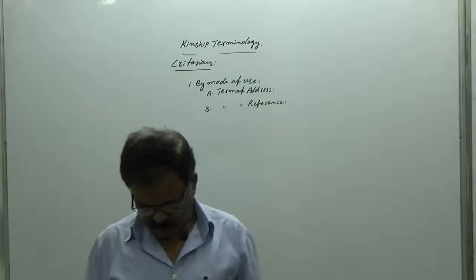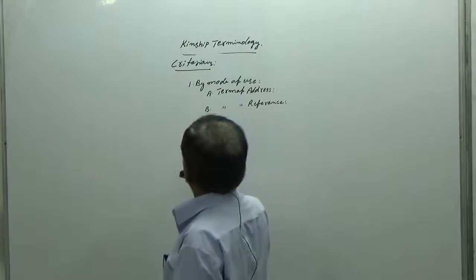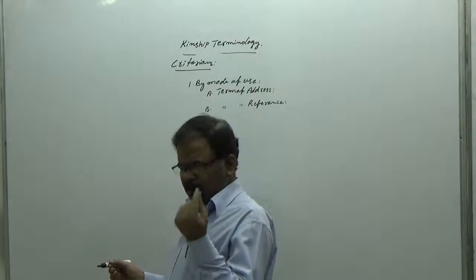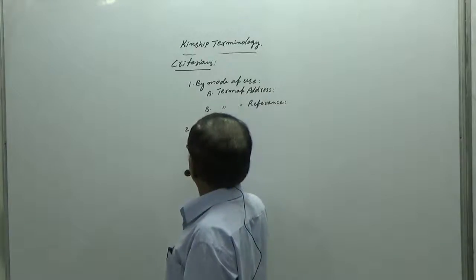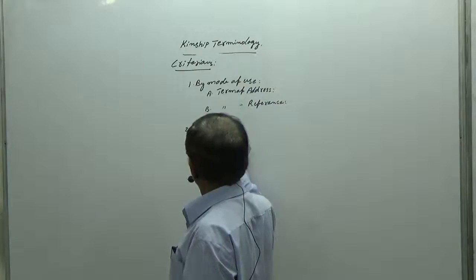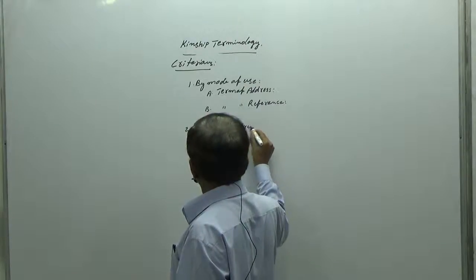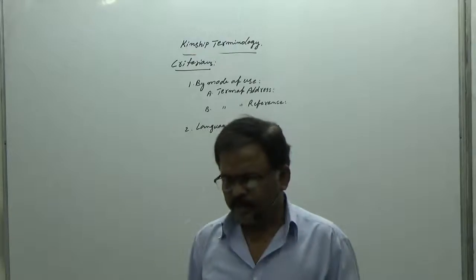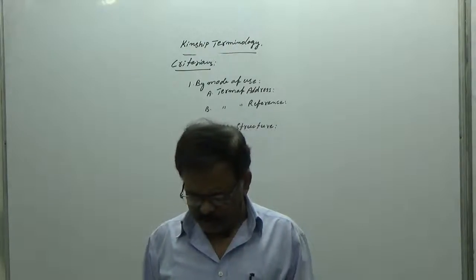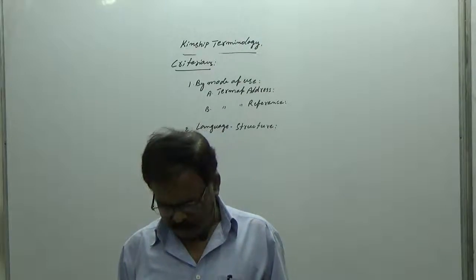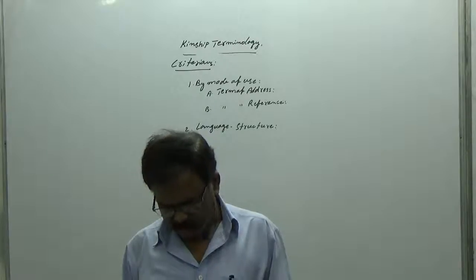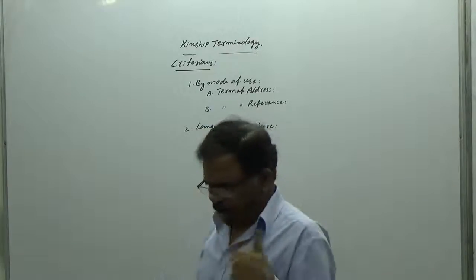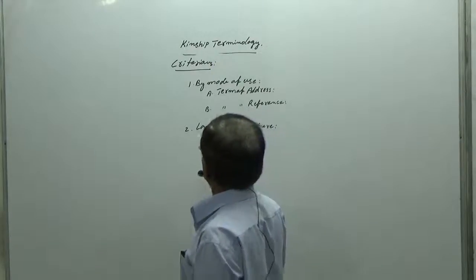Next criteria, that is on the basis of the language structure. Next criteria, that is the structure of the language, or language structure. On the basis of this, kin terms are again classified into three types.